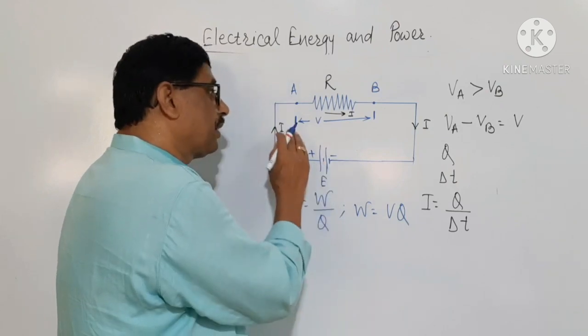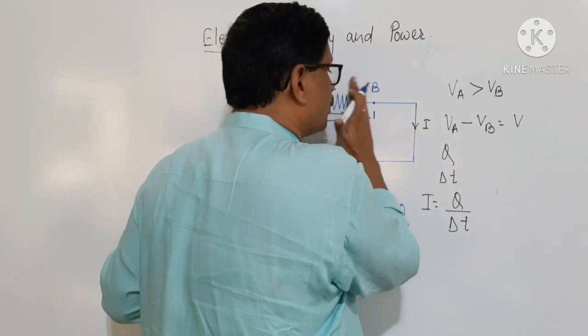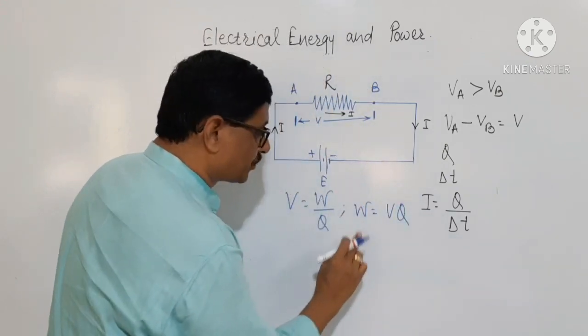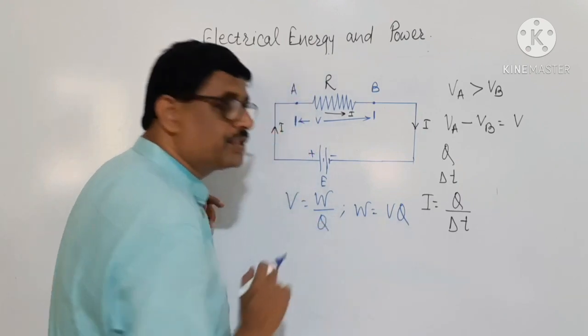Therefore, the work done in order to displace a charge from A to B is W, and it is equal to potential difference into charge.